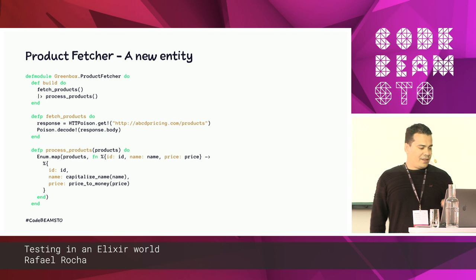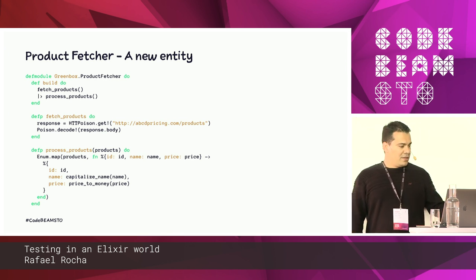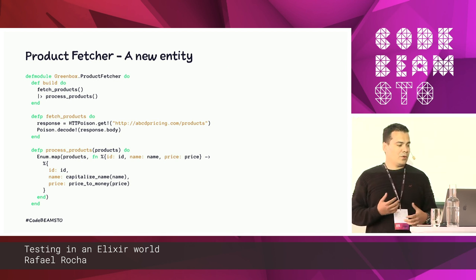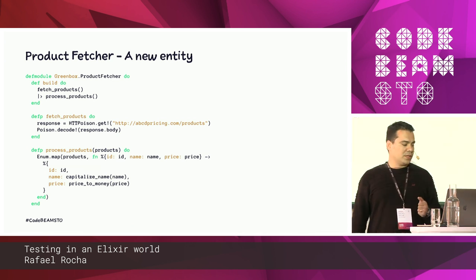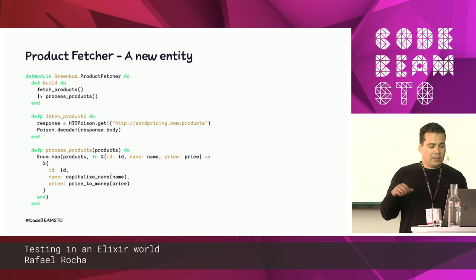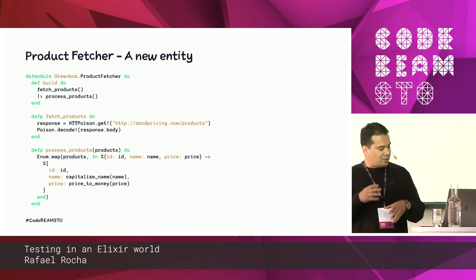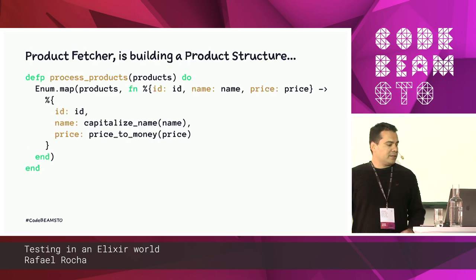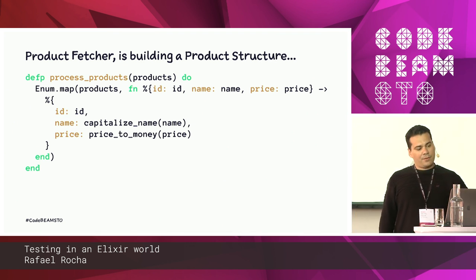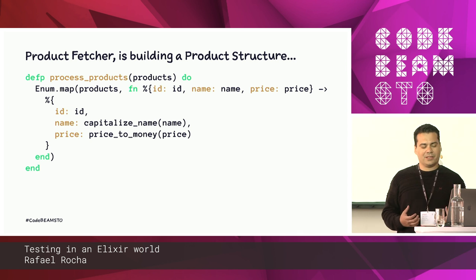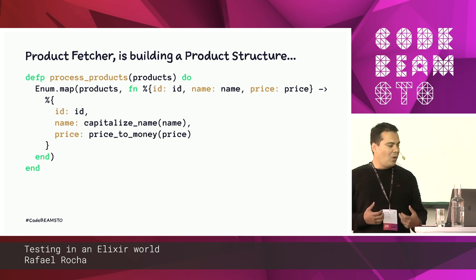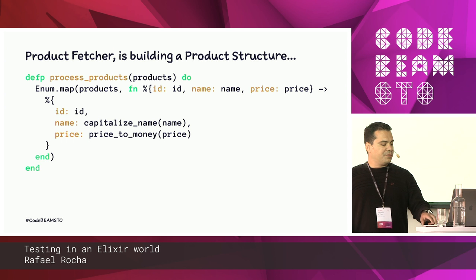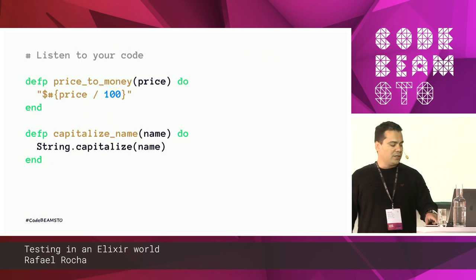So after having this test, we have this new product fetcher with this public interface called build, and also we have two internals called fetch products and process products, the ones that were inside of the GenServer, now living here. Then let's go a little bit further and see that we can refactor a little bit more. See, guys, that we have this private method, but it looks more like a product. So we can create an entity only responsible for this product, with methods for capitalizing name and price, being part of the product entity.